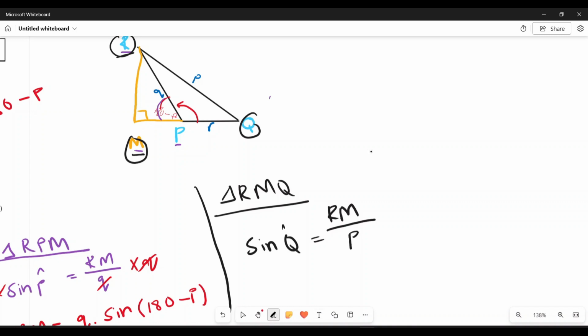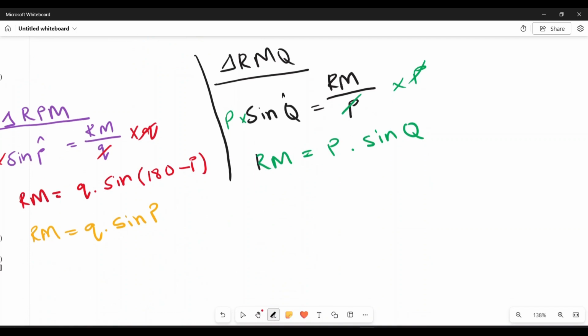Now, last step, we're going to try to make everything in terms of RM by simply multiplying both sides by P, right? So if I multiply this side by P, as a result, our line RM will be equal to P multiplied by sine Q. All right.